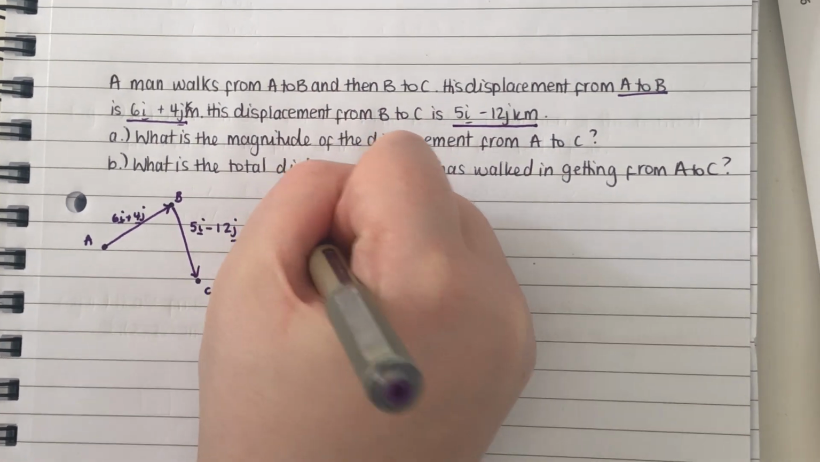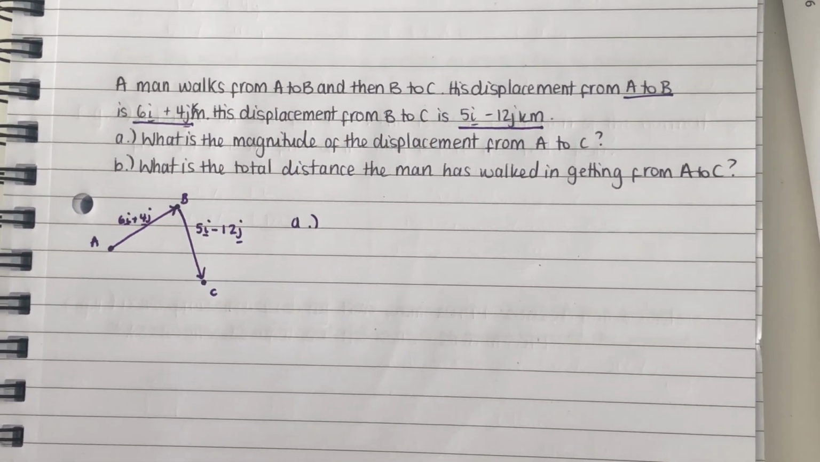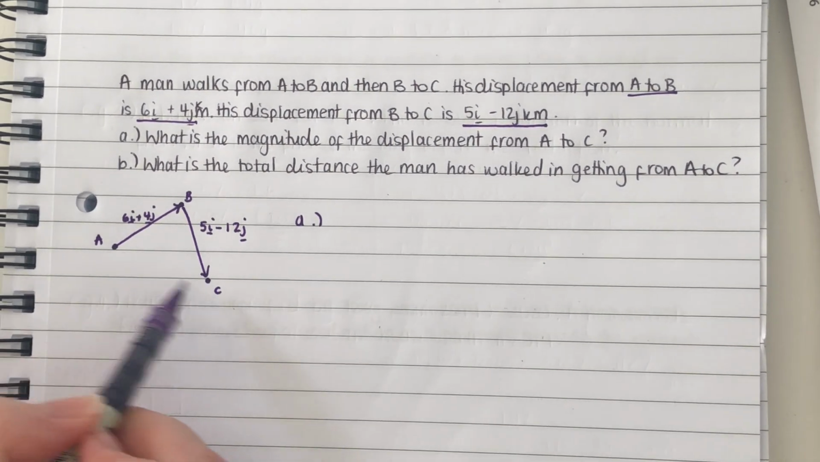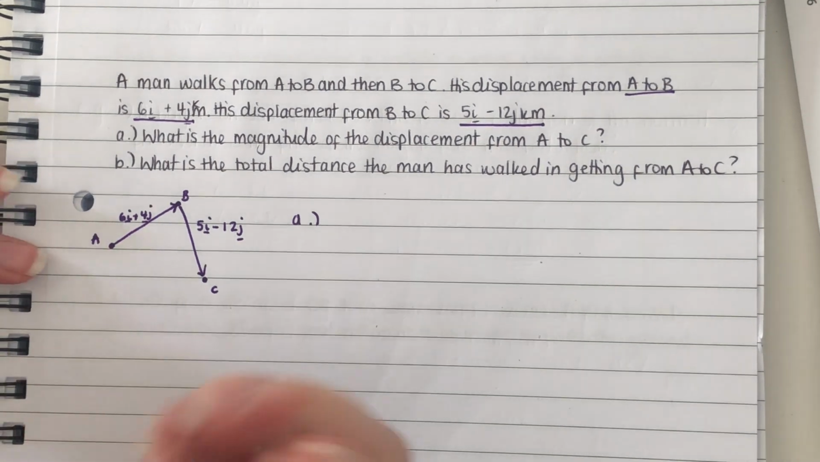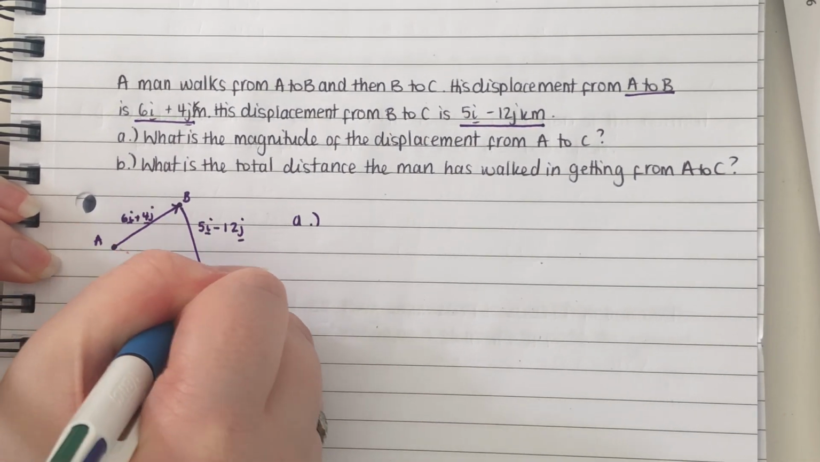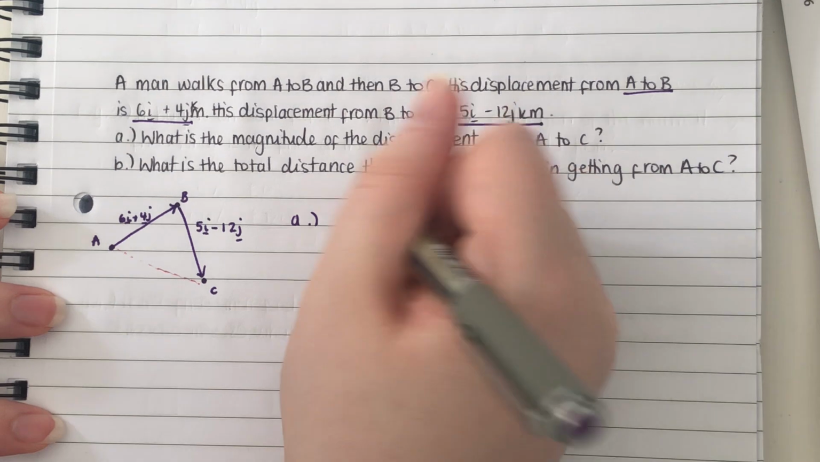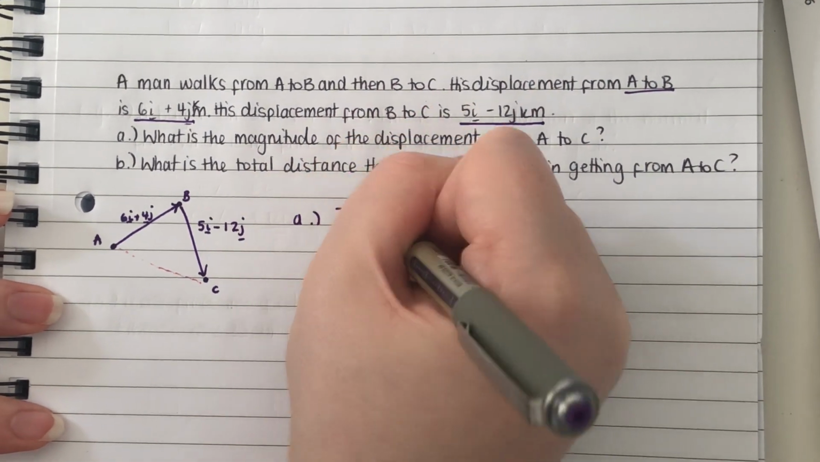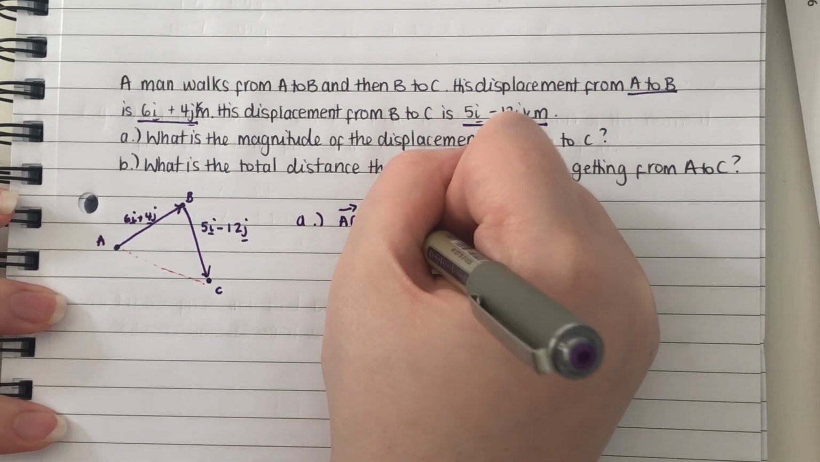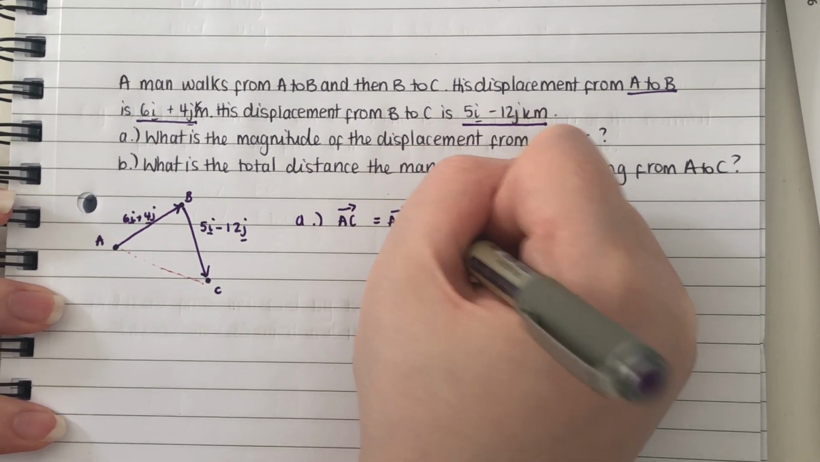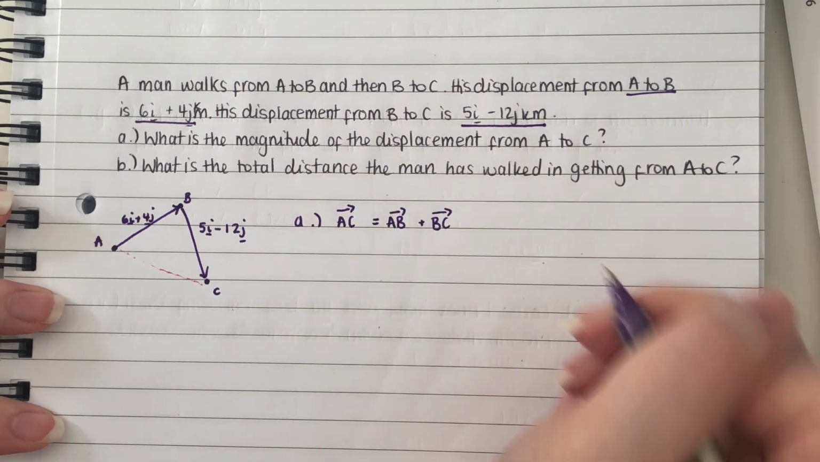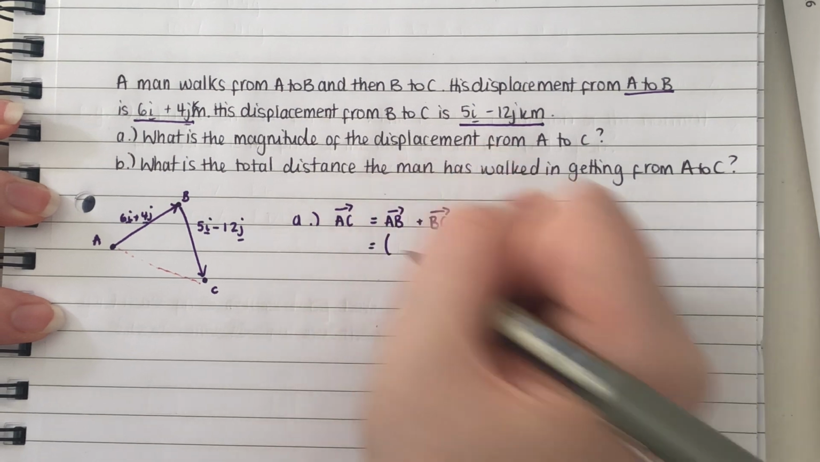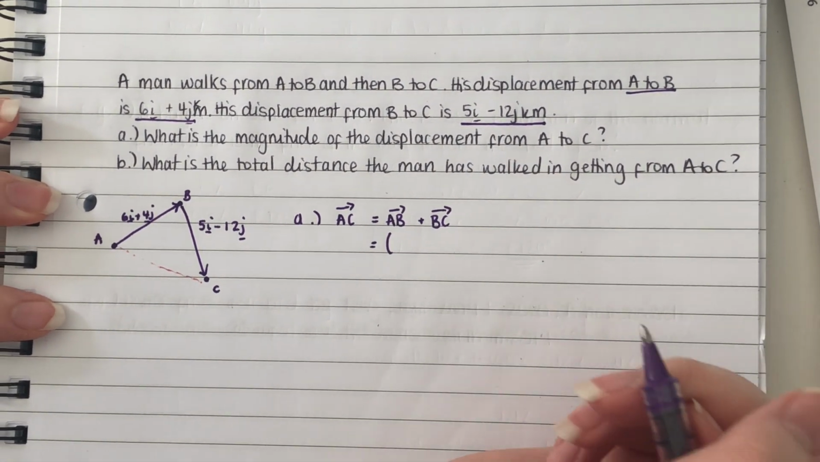So for part A, we're told that we need to find the magnitude of the displacement from A to C. So this is the quickest route that you can get from A to C. So I'm just going to draw it in red. So the first thing we need to do is find the vector of AC. Okay, and to do that, we just do the vector from A to B plus the vector from B to C. Okay, just like what you did in GCSE. I'm going to write them as column vectors just because it's easier for me to then add them together.